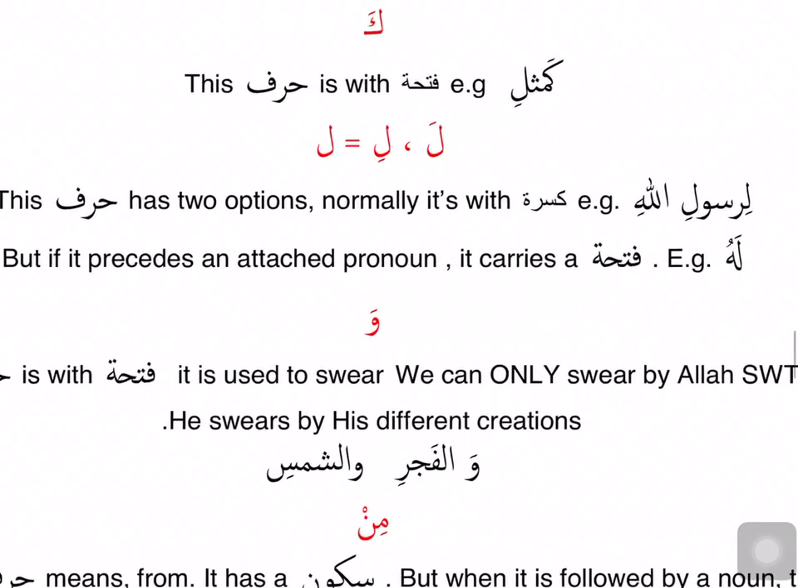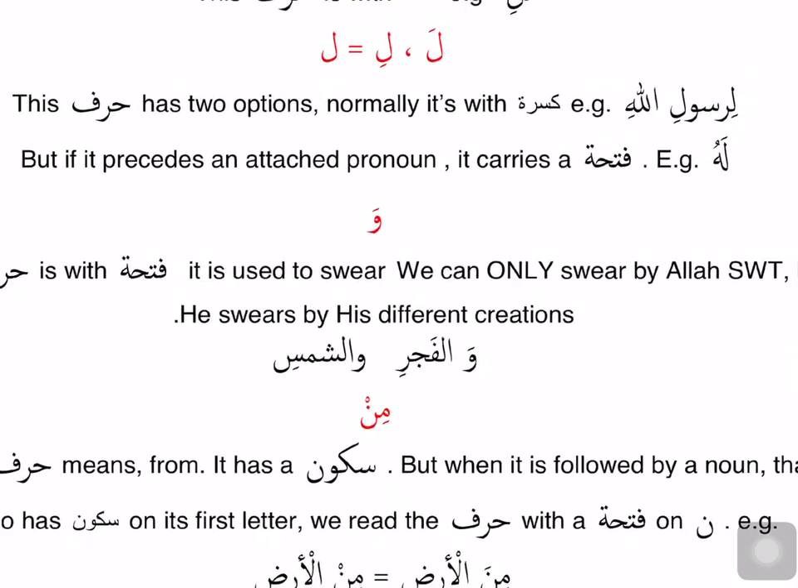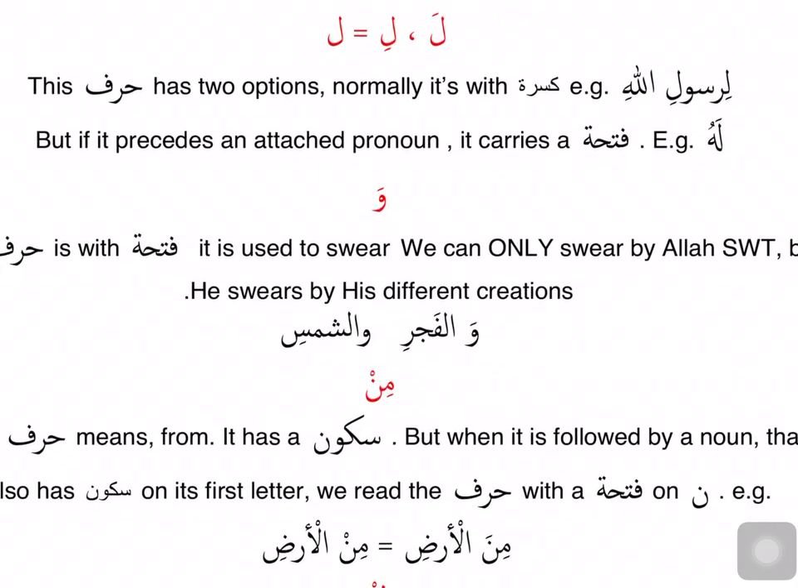The next one, kaf, this harf is also with the fatha. For instance, kamathli. So kaf with the fatha means as, like. So here is the next one. That's a little we want to talk about this one.